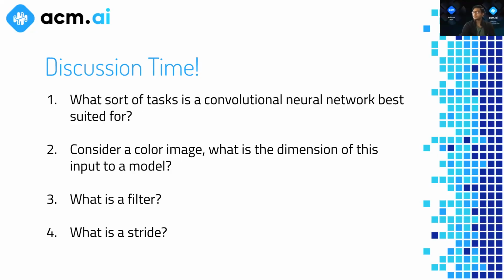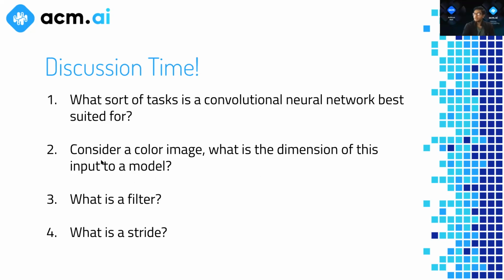All right, so discussion time. Let's just talk about some of these questions. What sort of tasks is a CNN best suited for? As we discussed, that's going to be computer vision primarily, understanding what a picture has, classifying pictures and videos, and really understanding the features and all that sort of stuff that a picture holds.